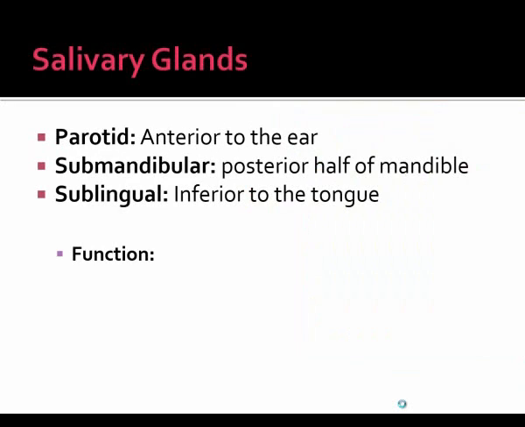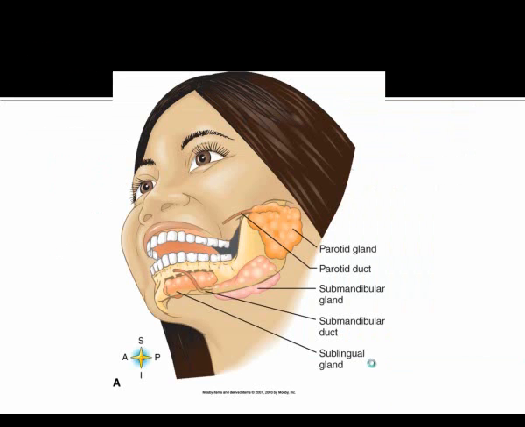We also have the salivary glands: the parotid, the submandibular, and the sublingual. Let me just show you a picture of those. The parotid salivary gland is just anterior to the ear. This is the largest one that you would see here. Underneath the mandible is the submandibular gland, and underneath the tongue is the sublingual gland.